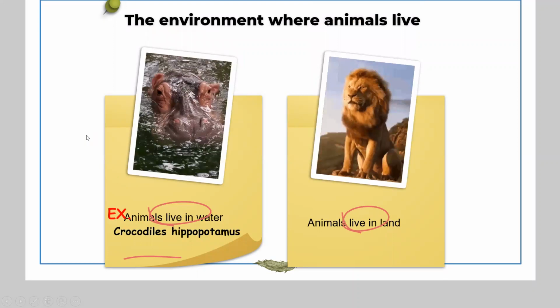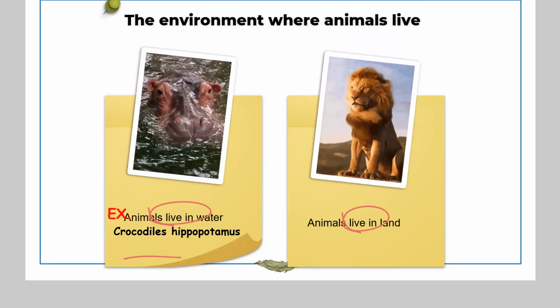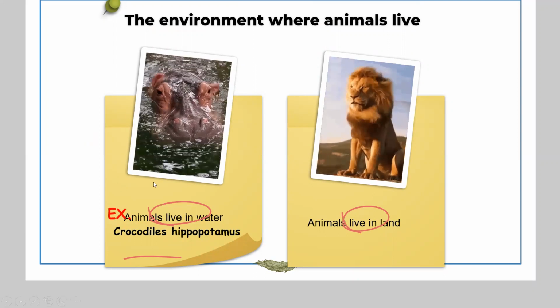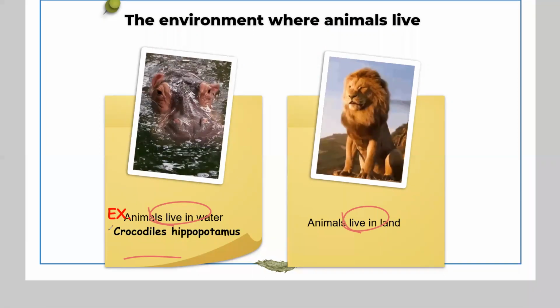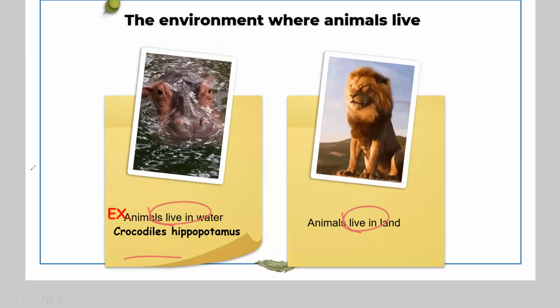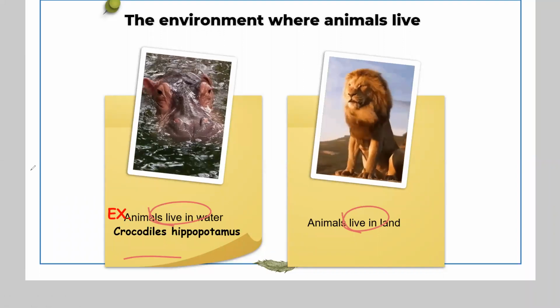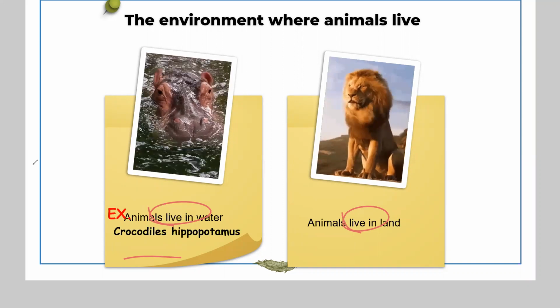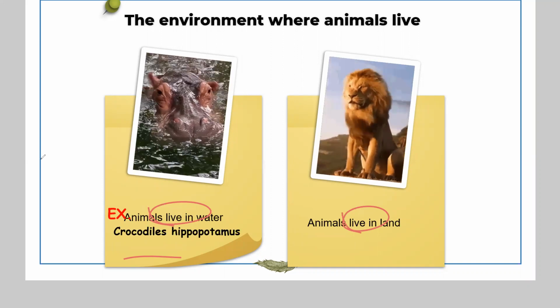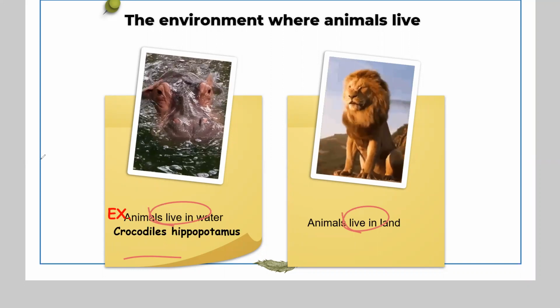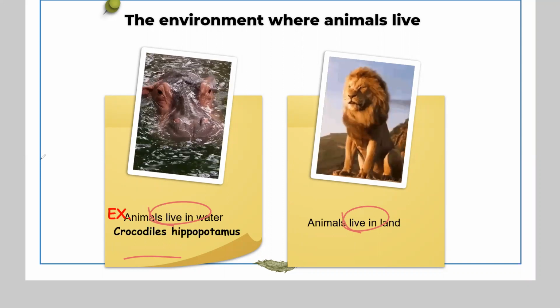And we have animals that differ from each other in the environment where they live. Some animals live in water, like crocodile and hippopotamus, while other animals live on land, like lion, zebra, rabbit, chicken. All of these animals live on land.